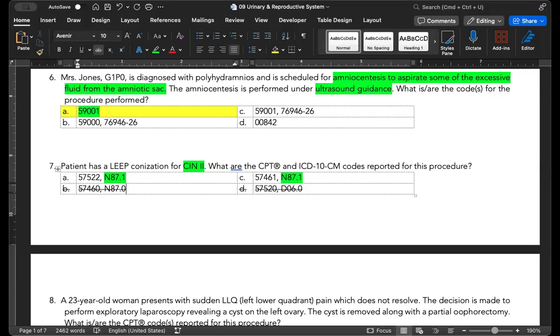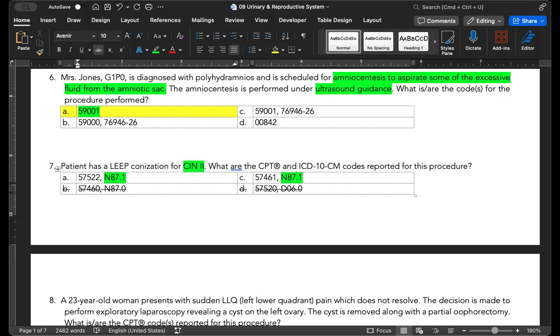Yep, it should be A, because A is only saying that we did a conization that was done by loop electrode excision, whereas 57461 is saying that we had the loop electrode conization of the cervix, but we also did a colposcopy. Those are two separate procedures. So we should make sure that we're not just matching the part that's in the indented portion of the code. We have to make sure that we're matching the entire code description, which includes that common portion of the code before our semicolon, right?